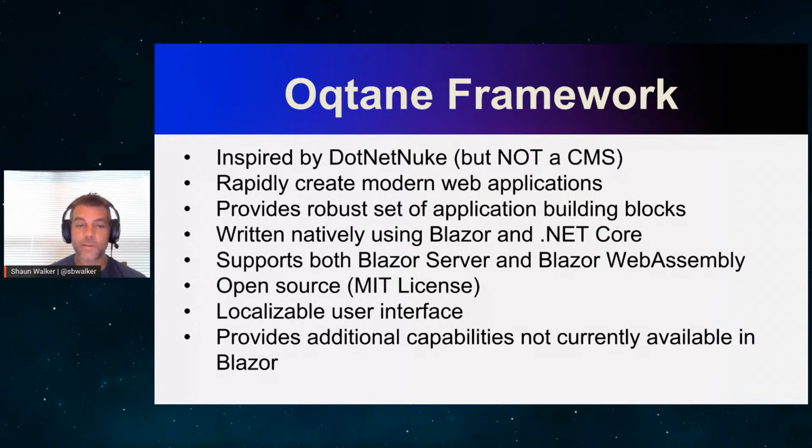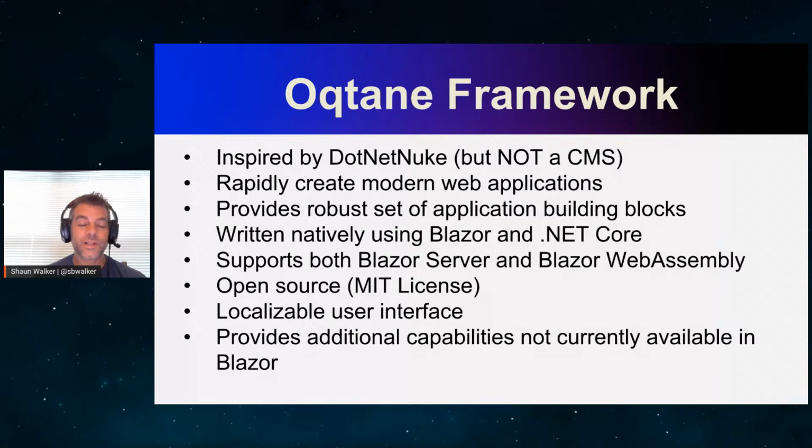So, allowing you to create modern web applications quickly, providing you with a more robust set of building blocks that you can rely on, written from the ground up using Blazor and .NET Core, supporting both Blazor Server and Blazor WebAssembly in a single code base, open source license, so MIT license. Actually, Octane is a member of the .NET Foundation, so the .NET Foundation actually owns the Octane source code. So that was an important aspect to make sure that the maximum number of organizations would be able to use it.